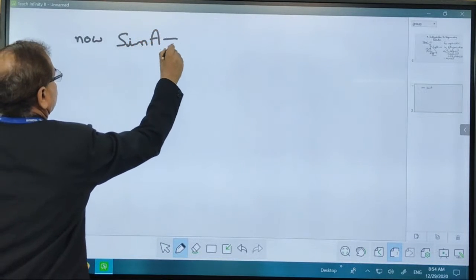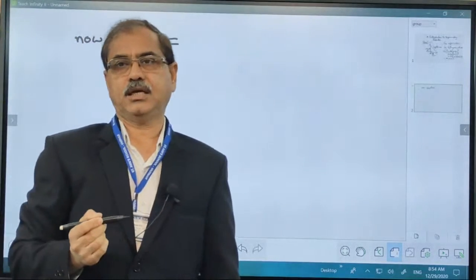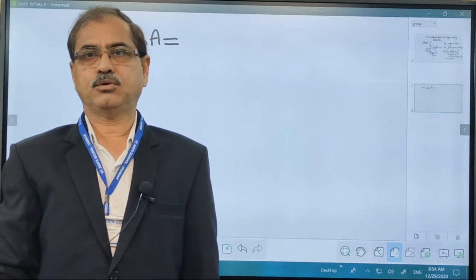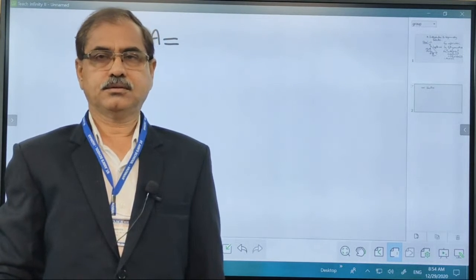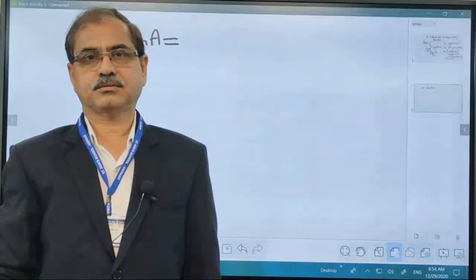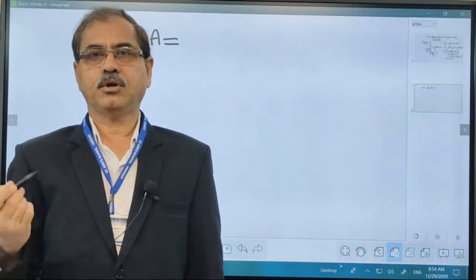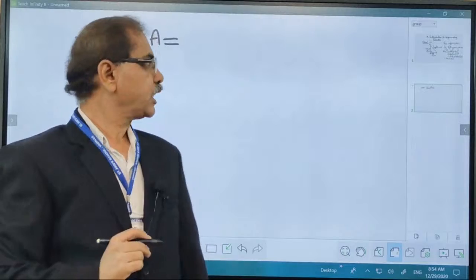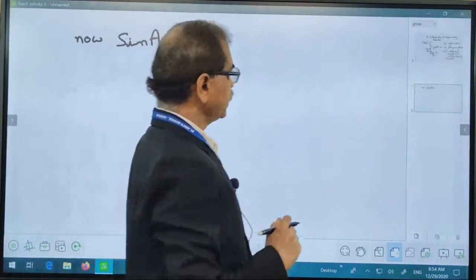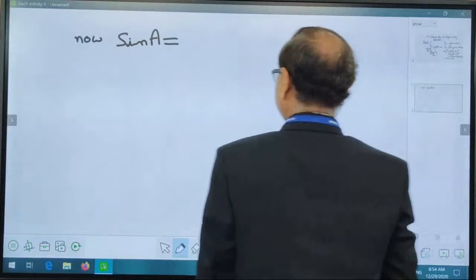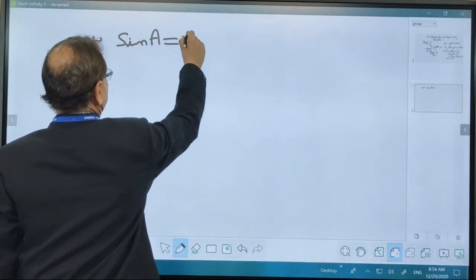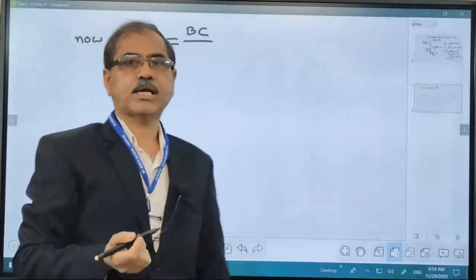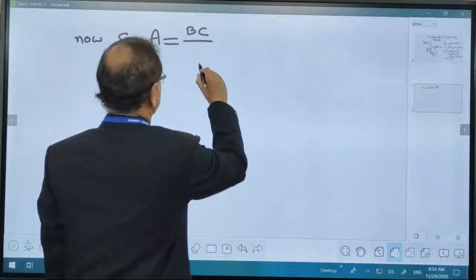Sine A. Question yourself, sine A, it is ratio of which two sides? If you forget that thing, you will not be able to answer this question. Sine is ratio of which two sides? Yes, it is ratio of opposite side to hypotenuse. Now, according to our diagram, which one is the opposite side? Opposite side is BC. And the hypotenuse is AC.